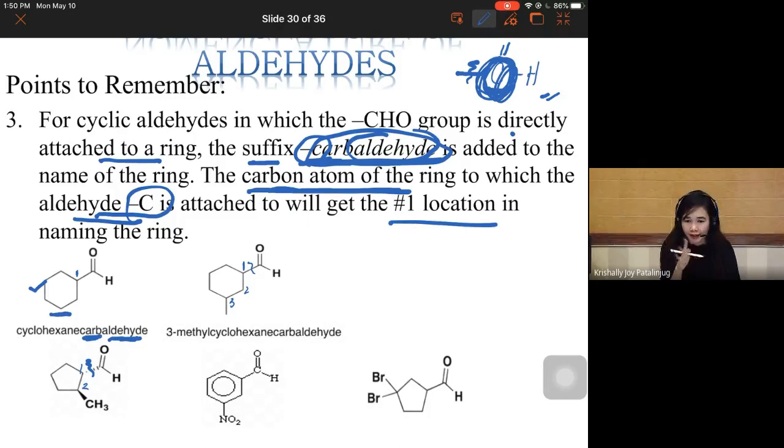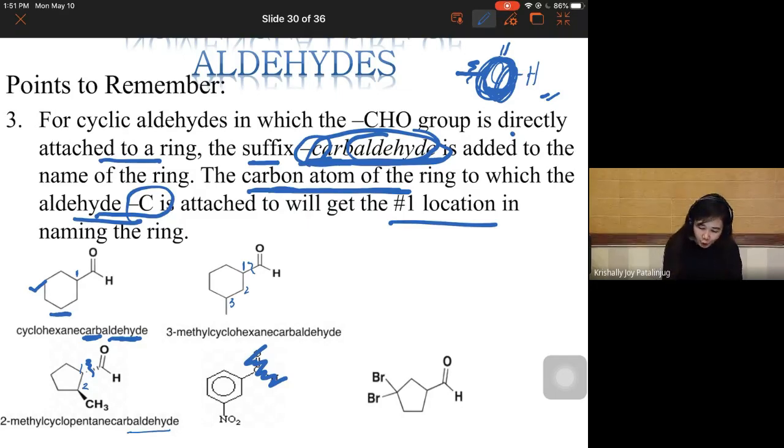That is cyclopentane, a 5-membered ring cycloalkane. Okay? So it is 2-methylcyclopentane with an aldehyde. So use the suffix carbaldehyde: 2-methylcyclopentanecarbaldehyde. So the technique is, imagine that there is no aldehyde. Just name the ring itself with its substituent, based on what you learned in naming a cyclic molecule. But make sure that the carbon where the aldehyde is attached is automatically carbon 1.